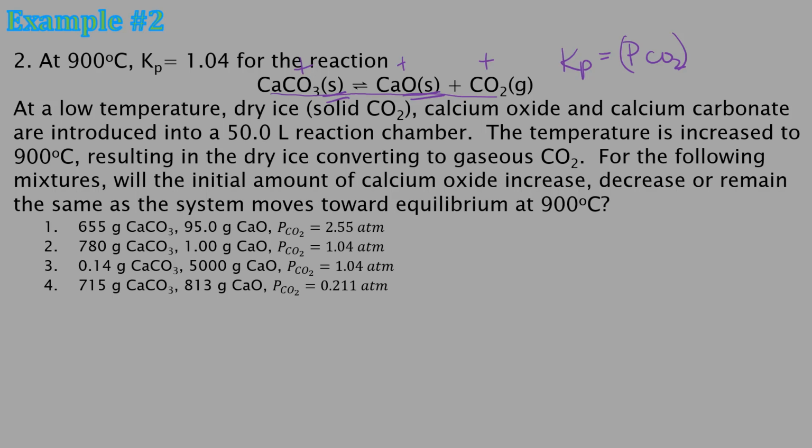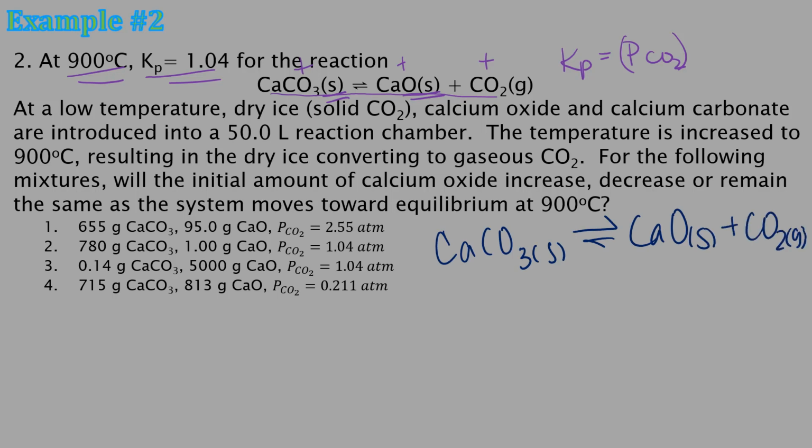The temperature is increased to 900 degrees Celsius. That's the temperature for which that K is correct. And it says resulting in the dry ice converting to gaseous carbon dioxide. For the following mixtures, will the initial amount of calcium oxide increase, decrease, or remain the same as the system moves toward equilibrium? So I'm going to rewrite this reaction over here so that I can draw next to it and make it easier for y'all to understand.